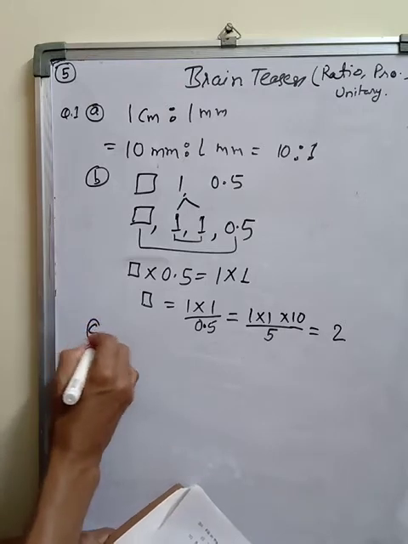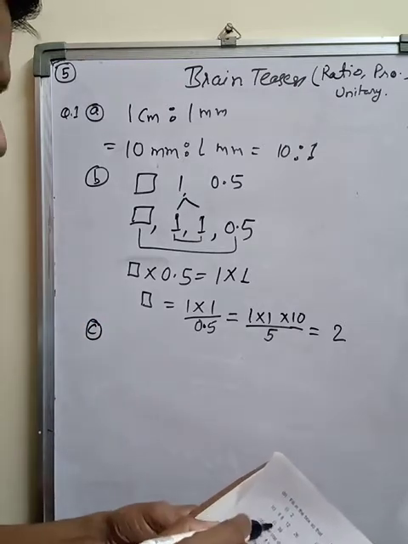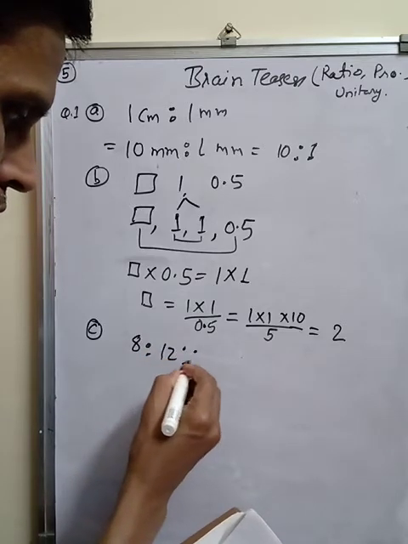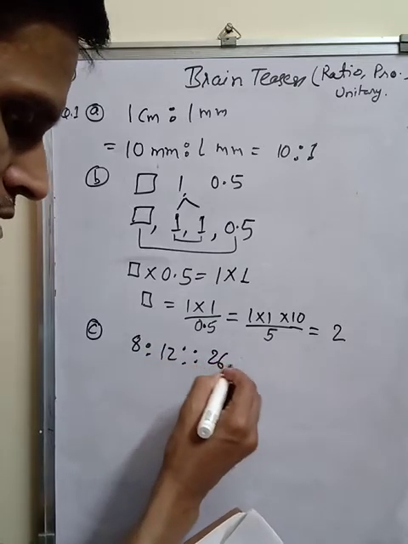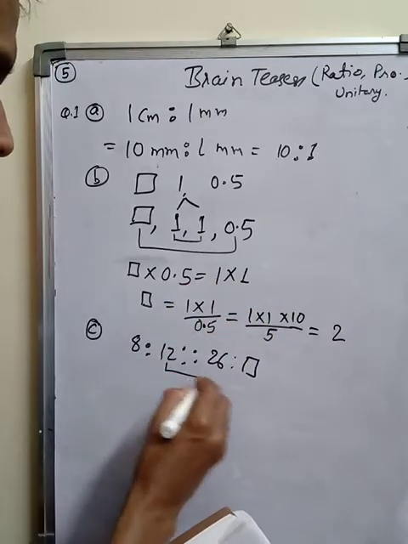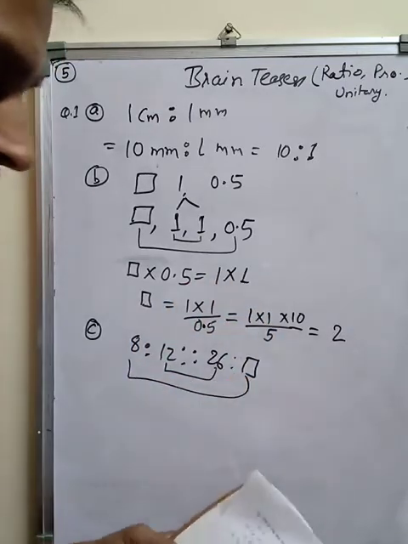Next question C. This is asking 8 ratio 12 and proportion given 26 ratio this box. Fill the box in the same way. Product of this would be equal to product of this.